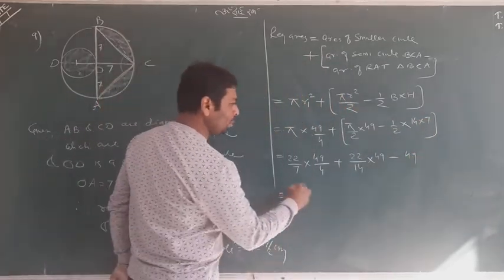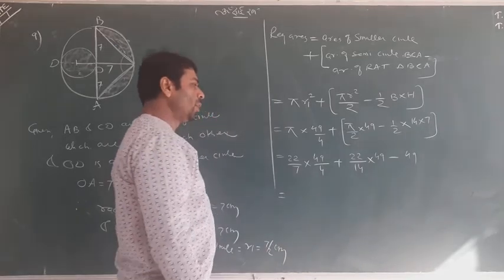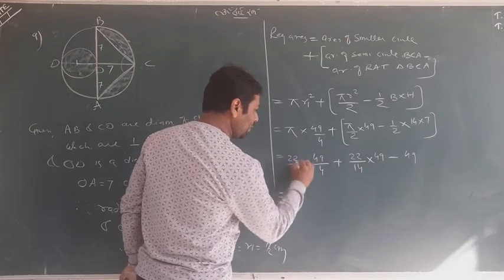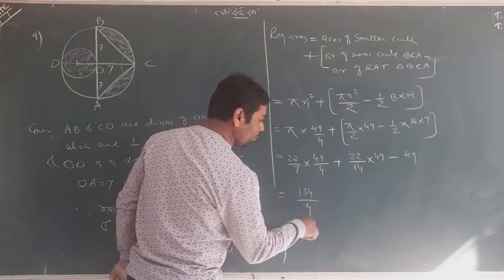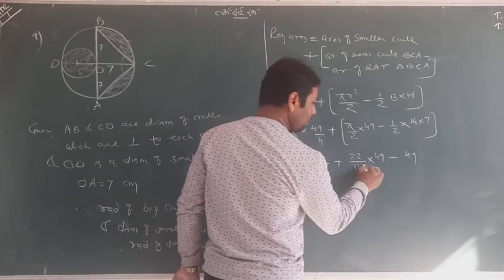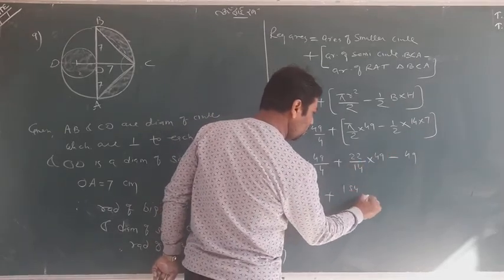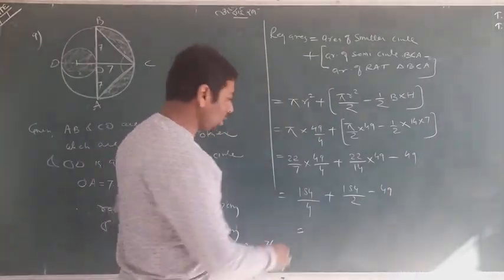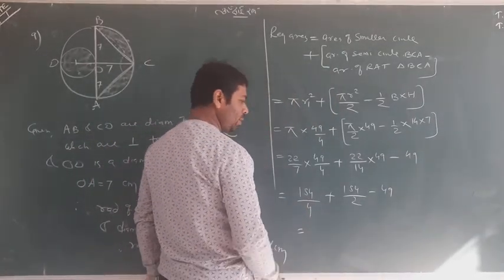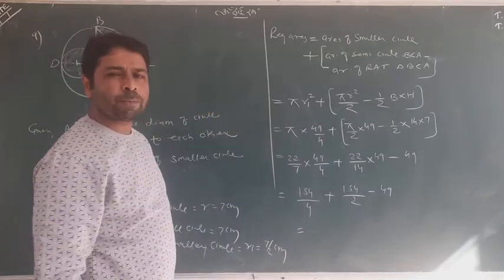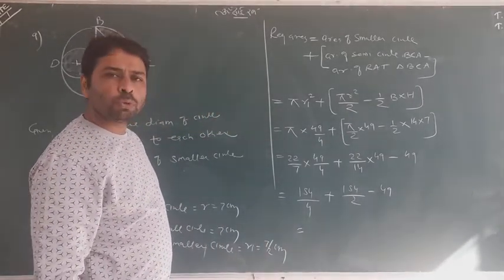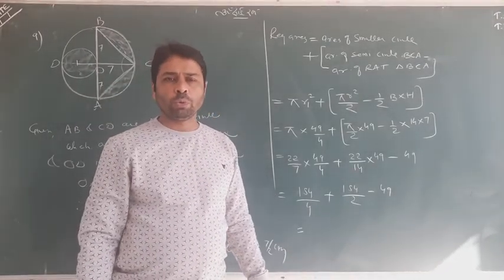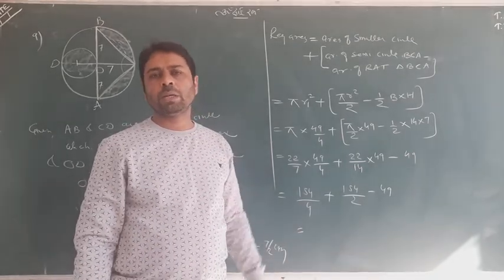Now we have big terms, so we can solve. 7 sevens are 49, 7 into 22 is 154, upon 4. Plus 7 twos are 14, 7 sevens are again 154 upon 2 minus 49. We can cancel or we can take LCM. The further steps are easy for one and all. Whichever method you prefer, you can take an LCM and do it. Whatever answer we get is the required area.